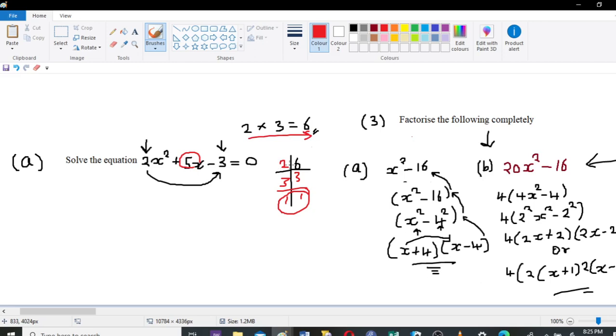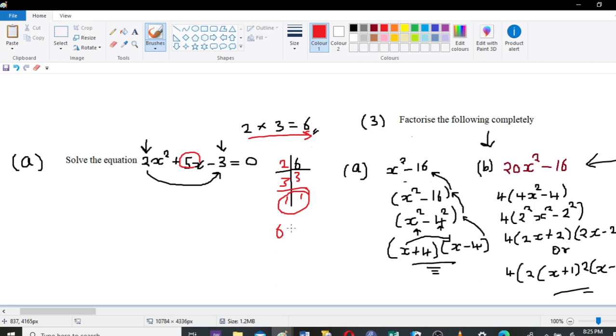Now how about if we have 6, multiplied by 1? If we use 6 and 1, can't it work? Because if we multiply 6 times 1, we are going to get 6, right? And then subtracting 6 minus 1, we are going to get positive 5, right? Which is here in between, right?